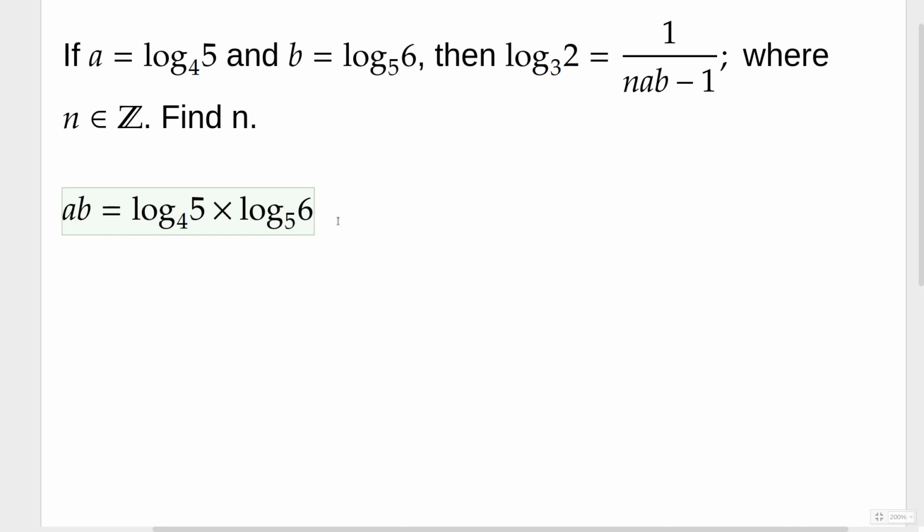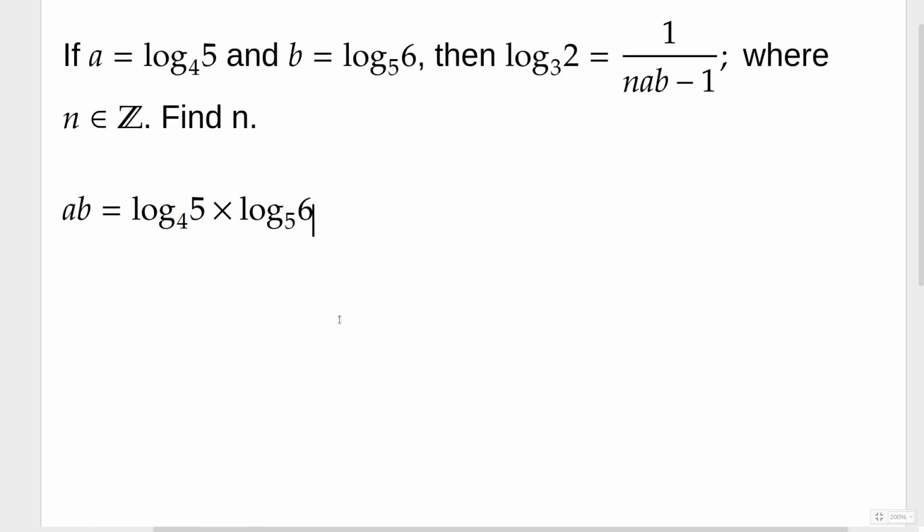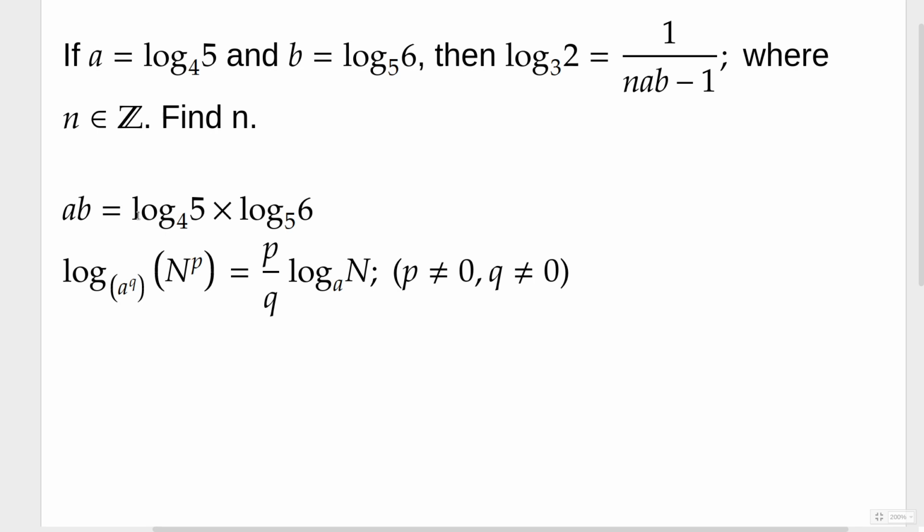Now we can apply this property, that is log of n power p base a power q, which is equal to p by q times log of n base a. So you can see n power p, this p is in the numerator, and this a power q, this q is in the denominator. So we'll use this property for this one.